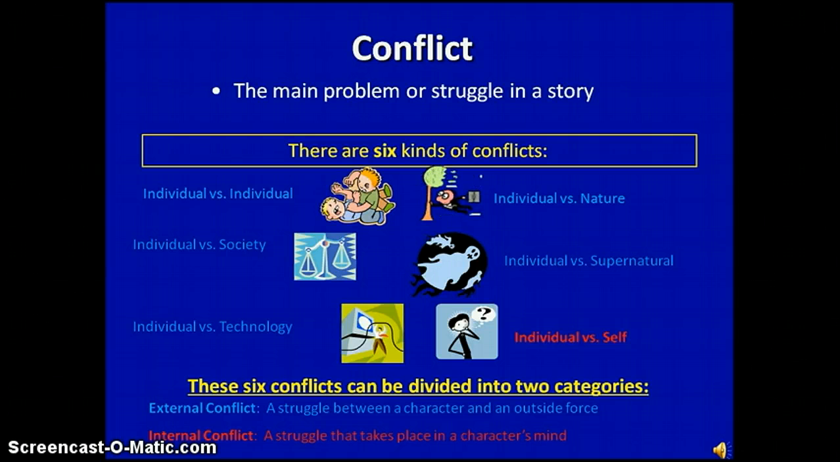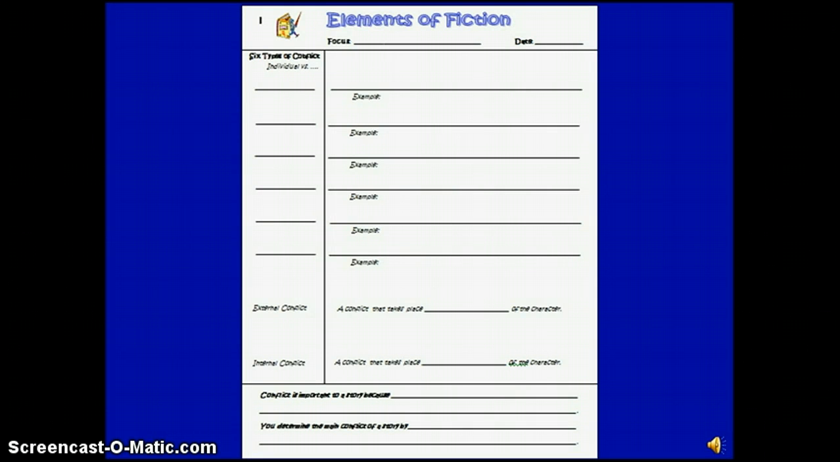Now, what I'd like for you to do is to jot down your 5 types of external conflicts. Under the space that says external conflict, you've got some space down there. And then under internal conflict, go ahead and write down individual versus self. For your last part, I'd like you to take a second and reflect on the questions at the bottom. Why conflict is important to story and how you determine the main conflict.